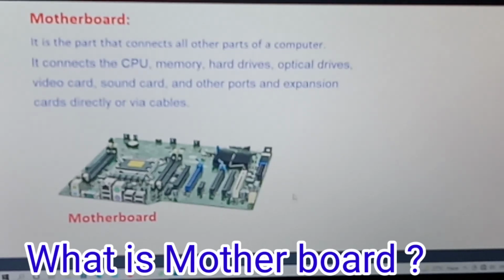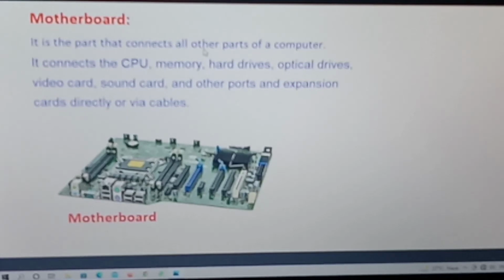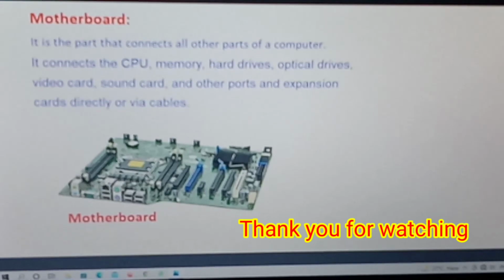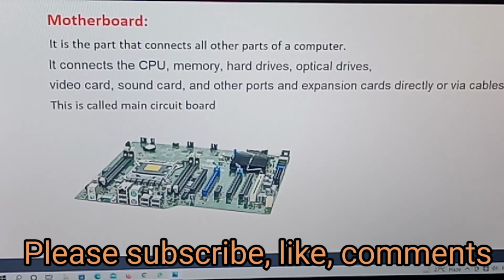Motherboard. It is the part that contains all other parts of computer. It connects the CPU, memory, hard drives, optical drives, video card, sound card, and other ports and expansion cards directly or via cables. This is the picture of motherboard. This is also called main circuit board.